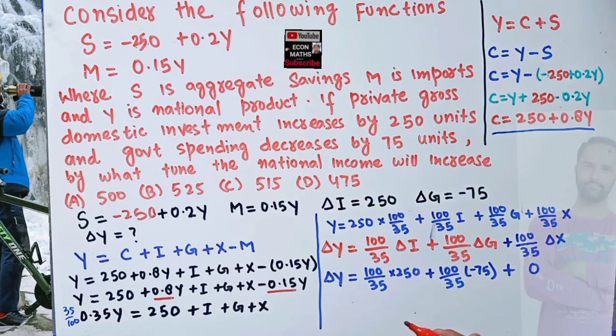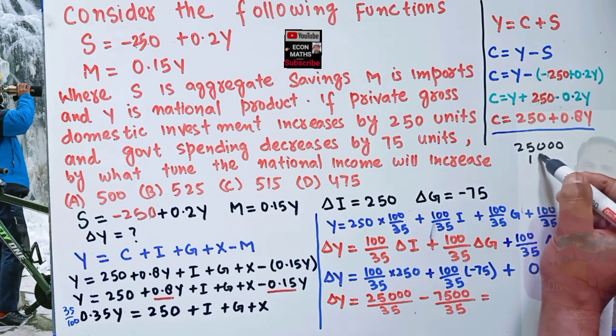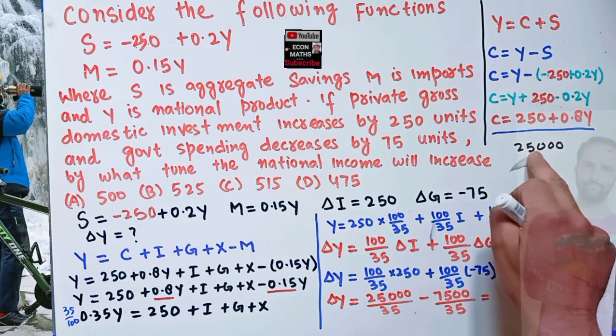Let us solve it again. So the change in national income will be equal to 25000 divided by 35, plus minus is minus, 7500 divided by 35. Since the denominator is the same, we can subtract the numerators. So 25000 minus 7500, it will come out to be, let me see, 17500. Sorry for this mistake.